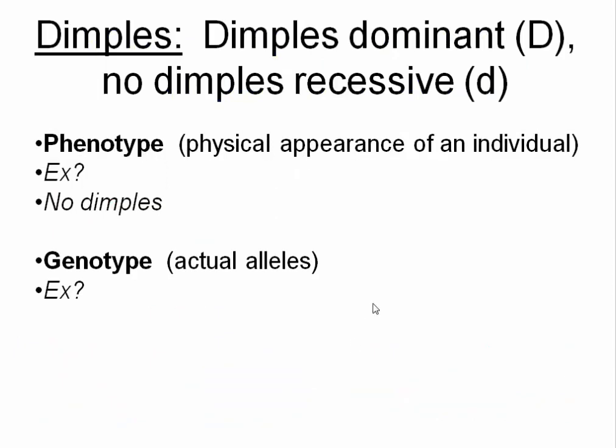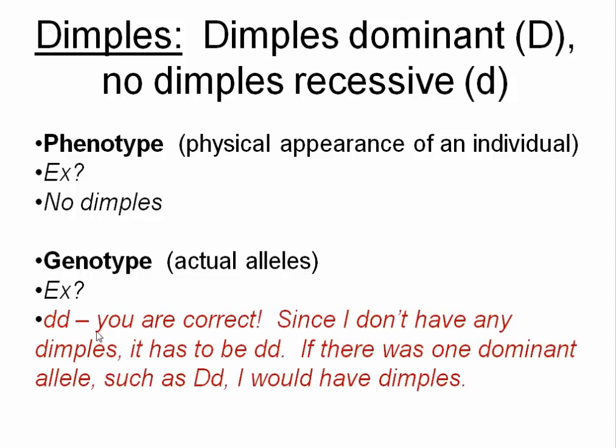Dimples, let's do another one. To have dimples is dominant, no dimples is recessive. So let's say you don't have dimples. What must be your genotype? No dimples, recessive? Yeah, it has to be two little d's. I don't have any dimples at all. My dad and my sister have them like crazy, but I must be two little d's.